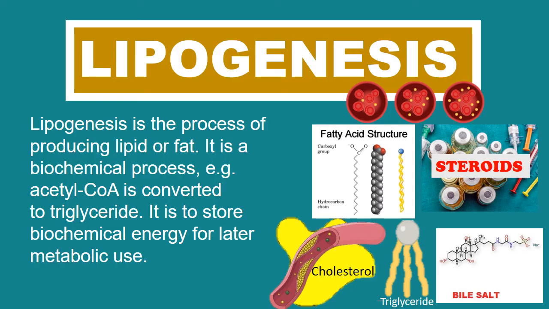When glucose levels are plentiful, the excess acetyl-CoA generated by glycolysis can be converted into fatty acids, triglycerides, cholesterol, steroids, and bile salts. This process is called lipogenesis. Lipogenesis creates lipids from the acetyl-CoA and takes place in the cytoplasm of adipocytes and hepatocytes. When you eat more glucose or carbohydrates than your body needs, your system uses acetyl-CoA to turn the excess into fat.